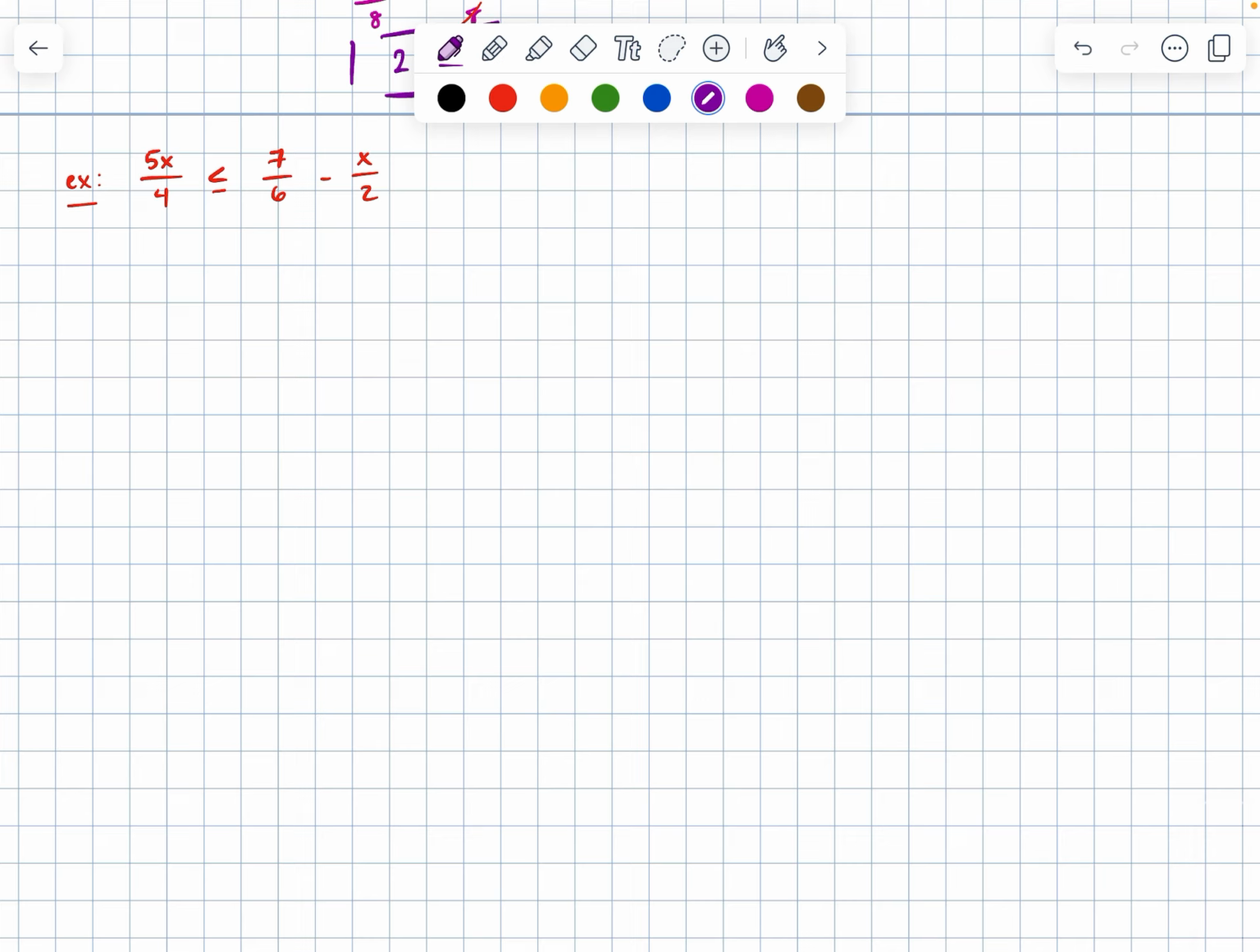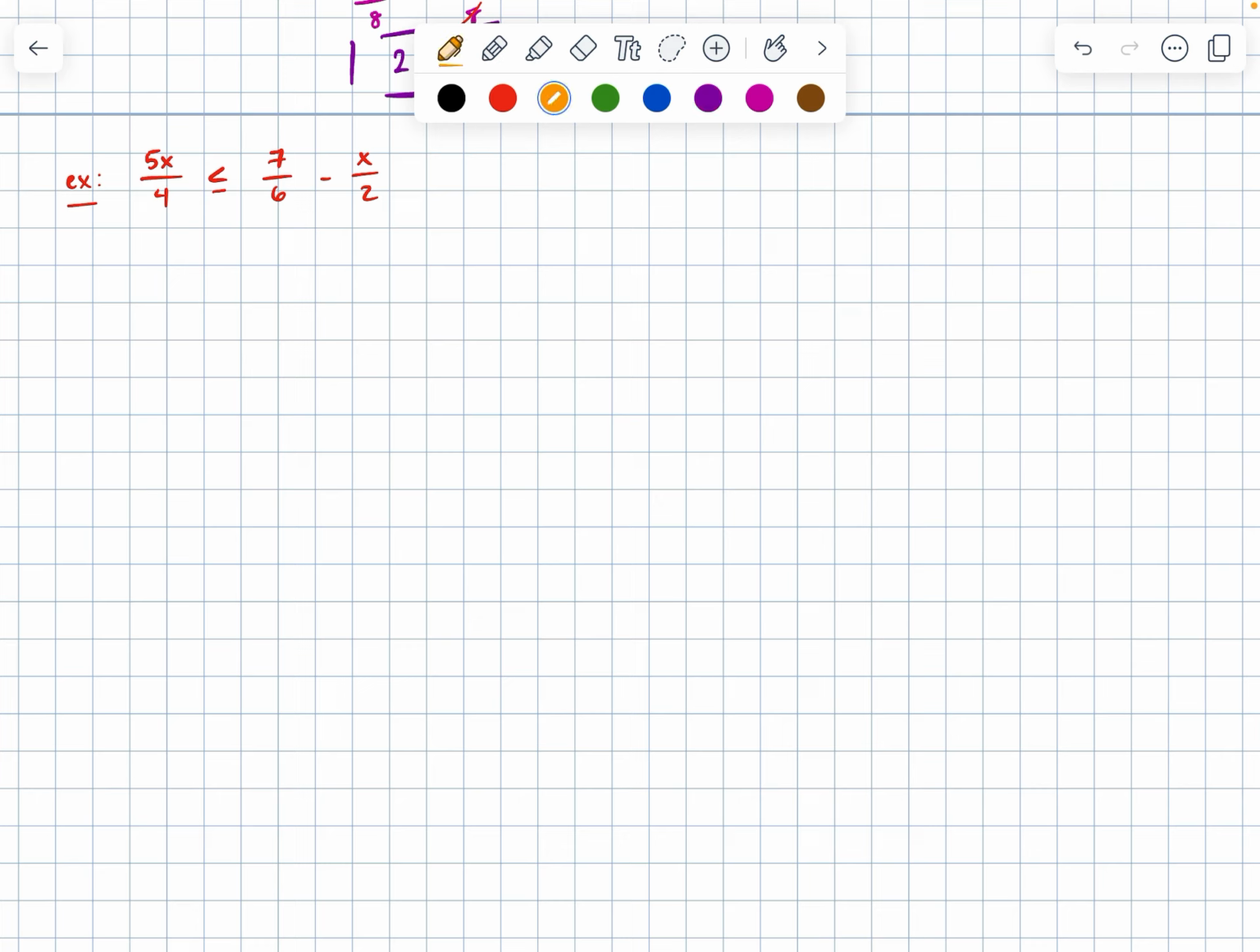Let's take this guy. 5x over 4 is less than or equal to 7/6 minus x over 2. If you want to pause, now's your chance. Okay. So notice here I've got a bunch of fractions. Think back to class 1.2, all the way back in unit 1. I know it's been a while. You can do it. I believe in you.